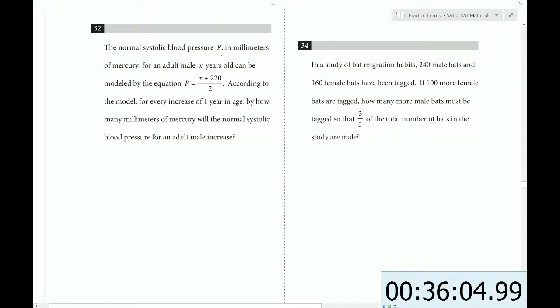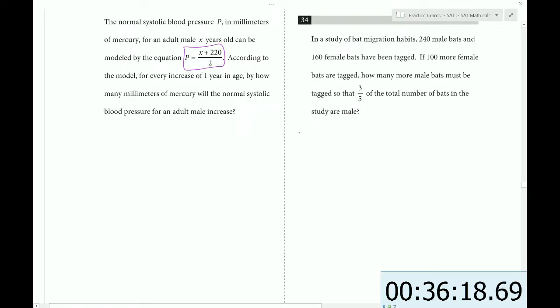The normal systolic blood pressure for an adult male X years old can be modeled by this equation. According to the model, for every increase of 1 year in age, by how many millimeters of mercury will the blood pressure increase? So they're talking about the slope, okay? So for every 1 year increase in X, what would happen to Y? If we write this out for each one separately, we'd get X over 2 plus 220 over 2. We could do that because it's a common denominator. So then this reduces to 110, and there's a 1/2 out in front of your X. So that is our slope m.